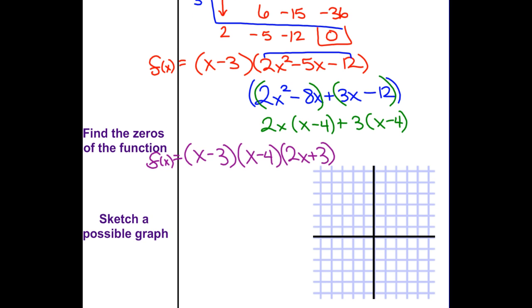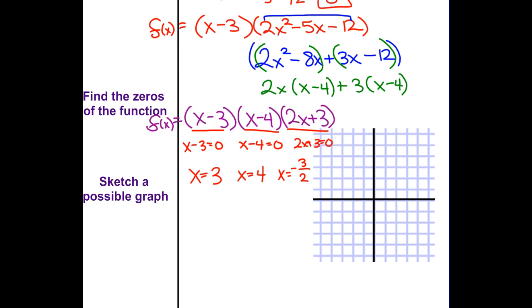Well, all we have to do to find the zeros of this function is set each piece equal to 0. So x minus 3 equals 0, x minus 4 equals 0, and 2x plus 3 equals 0. So we get x equals 3, x equals 4, and x equals negative 3/2. Sorry, 3 halves, not negative 3.5.